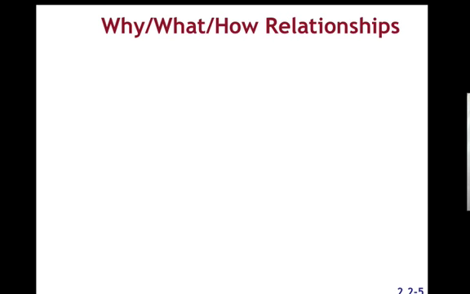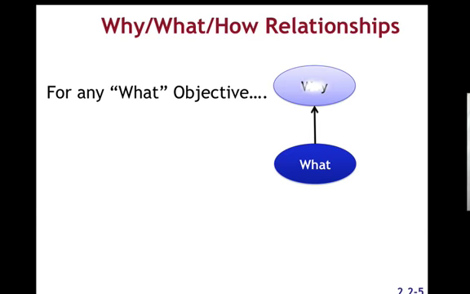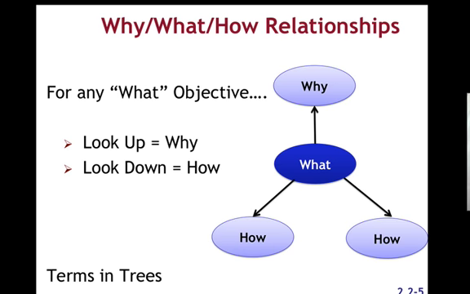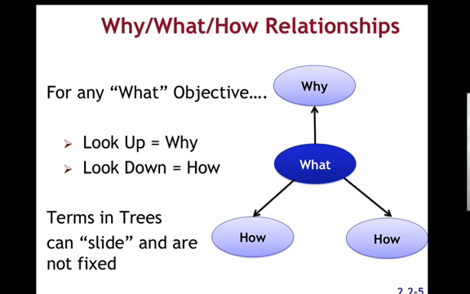There's an interesting what, why, how relationship between any three hierarchical objectives. Now let's say this is the what. As you look up the chain, it answers the question, why are we doing this? As you look down the chain, it answers the question, how. These terms are in trees and they slide. They're not fixed. They can move up and down.